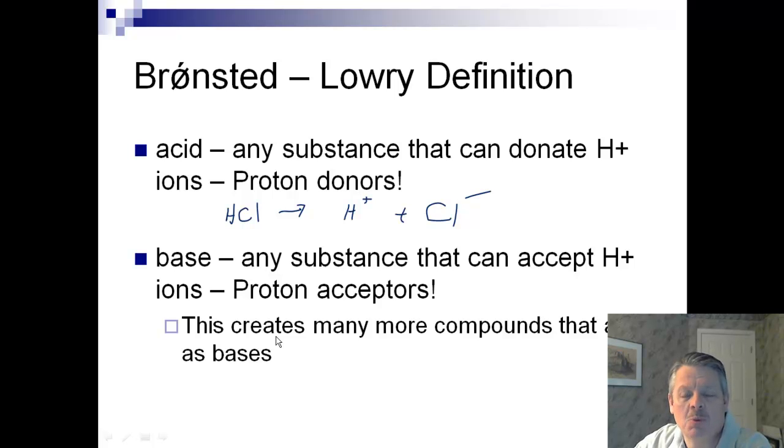Now remember, what's a hydrogen ion? A hydrogen ion is simply a proton, because a hydrogen is typically 1 proton and 1 electron, but there are no electrons when it's positive, which means all you have left is a proton, and that's why we call it a proton donor.